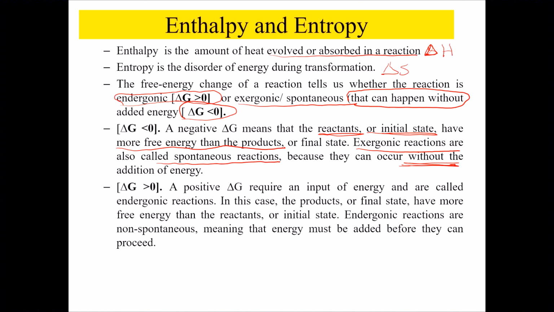If delta G is more than 0, these reactions are the endergonic type of reaction. A positive delta G requires an input of energy. In order to complete the reaction, the reactant needs energy, and they are called endergonic reactions. And in this case, the product or final state will have more energy as compared to the reactant or initial state. Endergonic reactions are non-spontaneous because they need energy, meaning that the energy must be added before they can proceed further.